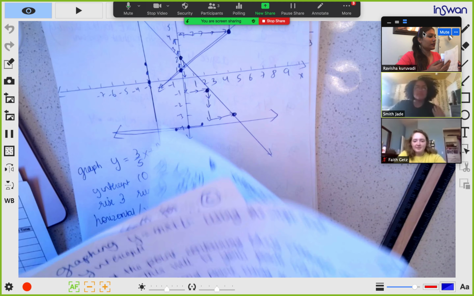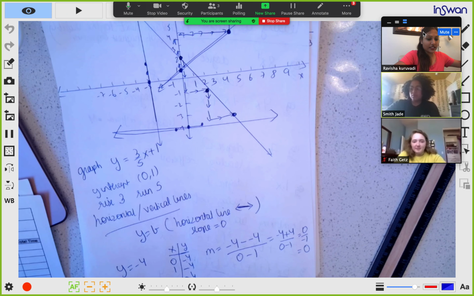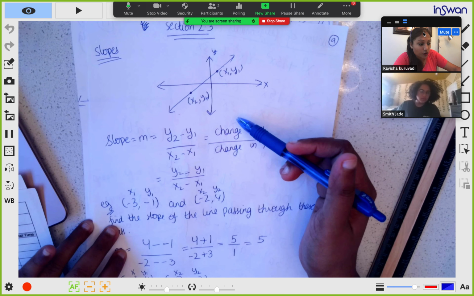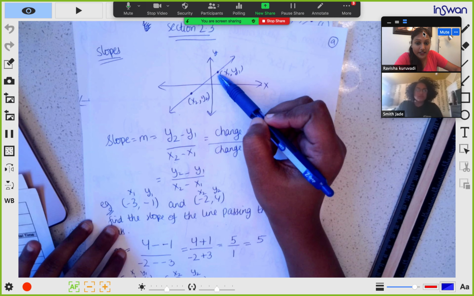Okay, let's see what you missed here. So we did this section first. What you're given is two points, and they want you to find the slope.